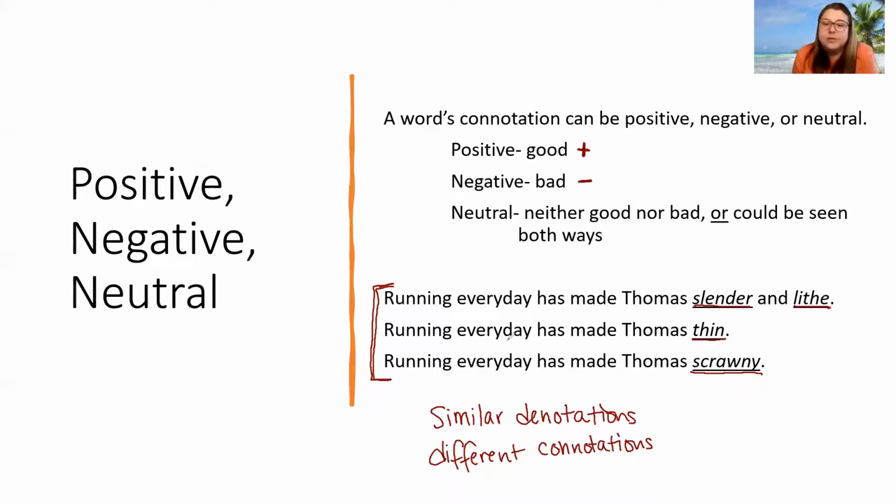All right, so let's look at our first sentence. Running every day has made Thomas slender and lithe. Okay, well, let's talk about what slender and lithe mean. When I think of someone who is lithe, I think of a swimmer or a runner, two athletes who are usually very, very skinny, very thin, but they are very muscular. They have strong muscles to be able to compete in their activities. Slender just means that someone is small and shapely. And I don't mean small as in height, I mean small as in size. So slender and lithe sound pretty good to me. So I'm going to go ahead and label these as my positive sentence. Slender and lithe are positive.